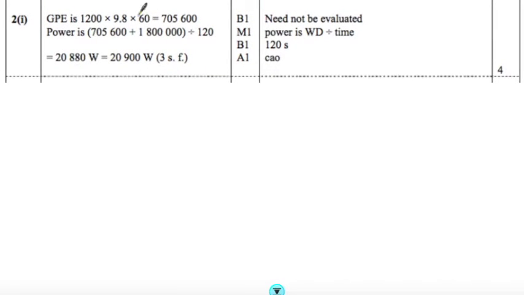So you get a mark for doing the GPE. A mark for using power is work done divided by time. Shouldn't really say energy. A mark for using 120 seconds, and a final mark for getting 20,880.